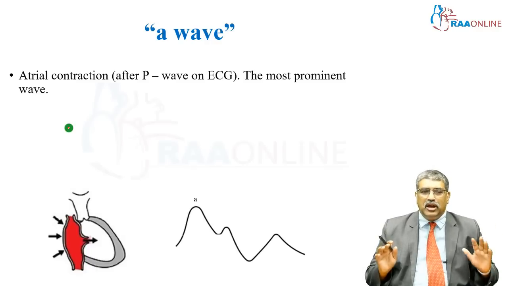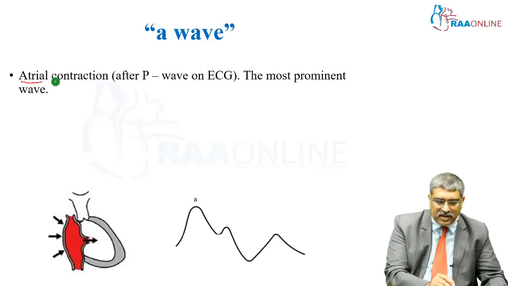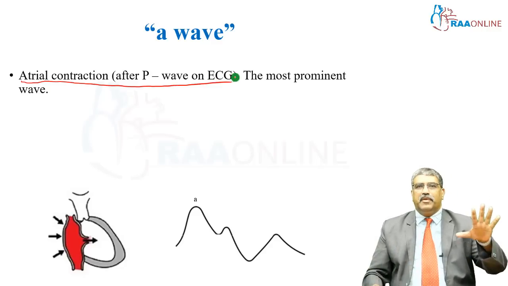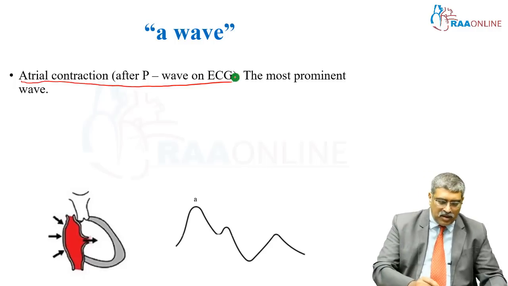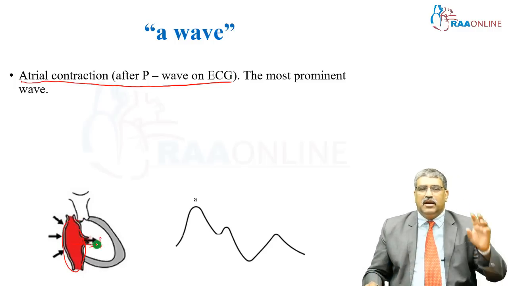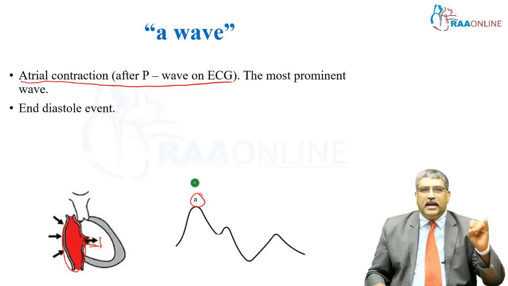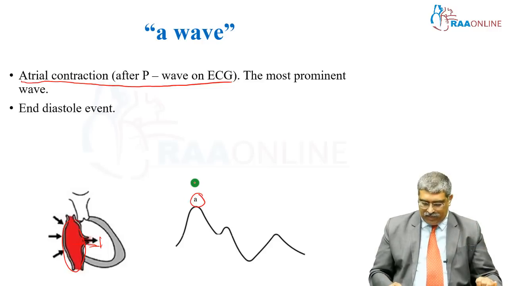Now coming to individual waves. The first wave is the A wave, which is atrial contraction after the P wave on ECG. This is the most prominent wave. It contracts and pushes the blood into the right ventricle, and this is the A wave. It is an end diastolic event.